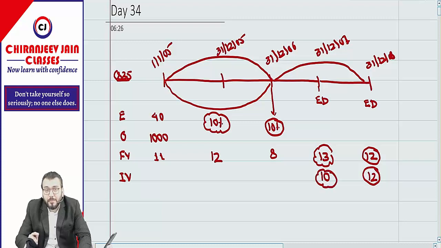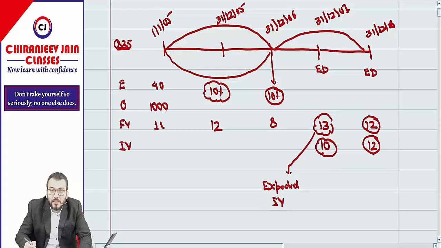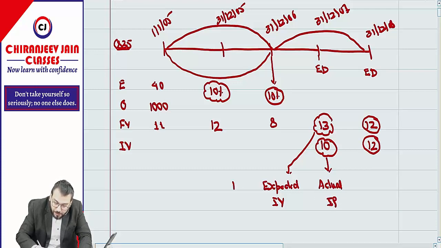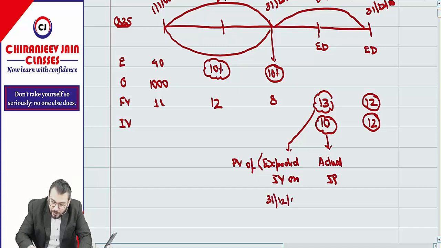So payment will be done based on 10. However, estimation will be done based on 13. Means, can I say this is the expected intrinsic value, and this is what actual intrinsic value. This is expected, not this is present value of expected intrinsic value. So present value of expected intrinsic value as on which date? So expected intrinsic value on which date? Expected intrinsic value on 31st 12 2008.